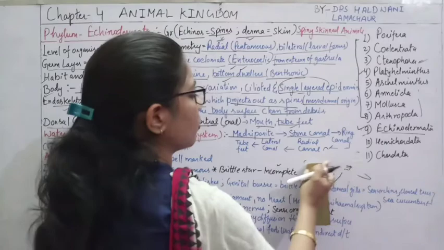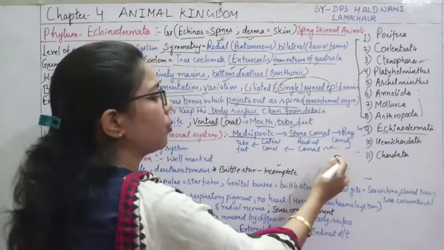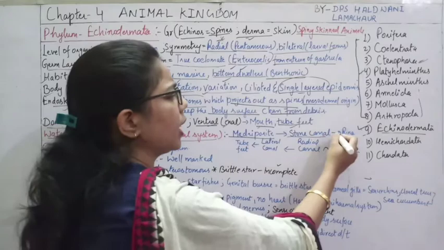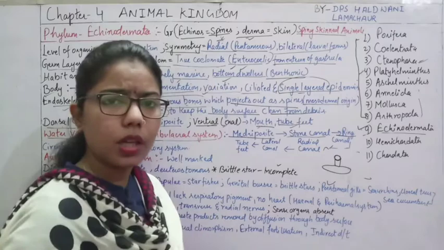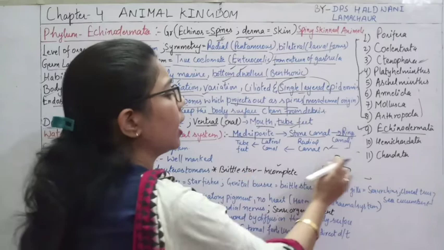What I said, there is a small opening present at the dorsal part which is known as madreporite. From here there will be a stone canal, right? After that the water will move towards the ring canal. Ring का मतलब कुछ इस तरीके का structure होगा, round structure. Then from here, the round structure is this one. Okay, again it will move inwardly from the lower side. Again it will move like this, and it will go to the different arms.